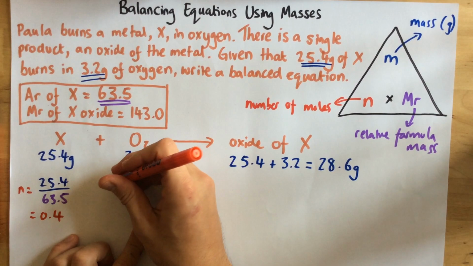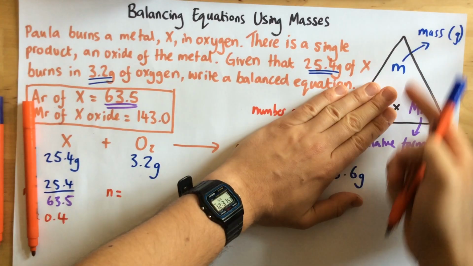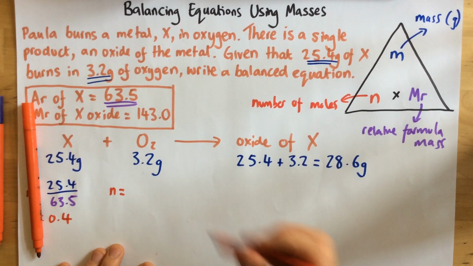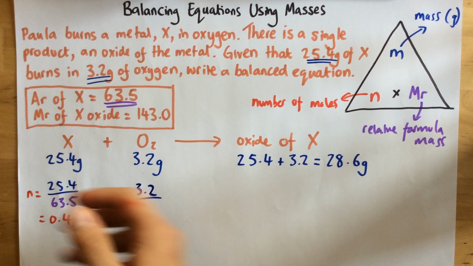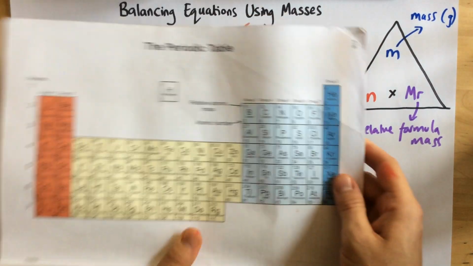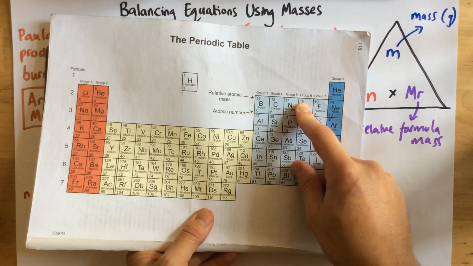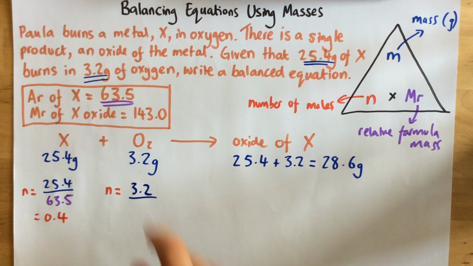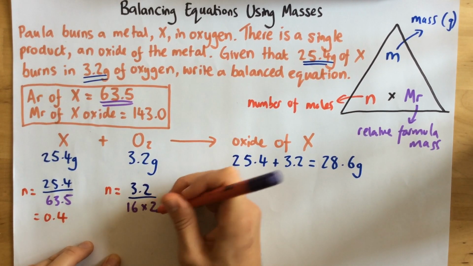Now, I'm going to do the exact same for this. So to find the number of moles of oxygen, of O2, I need to do the mass divided by the relative formula mass. So 3.2 divided by, now because I'm not given this information, I have to use my periodic table. So the relative atomic mass of oxygen is 16. So because there's two of them, it's going to be divided by 16 times 2.